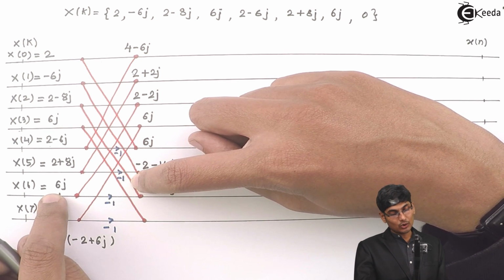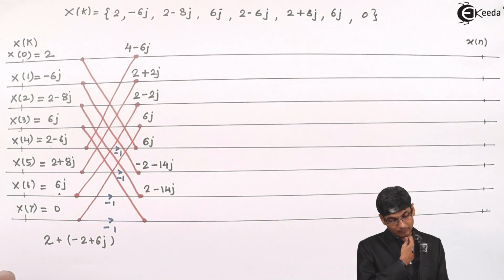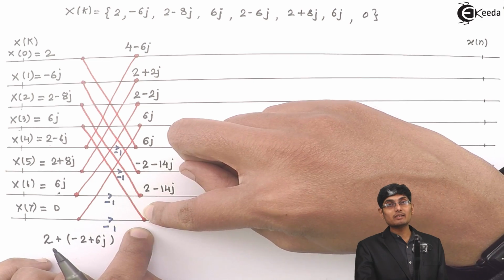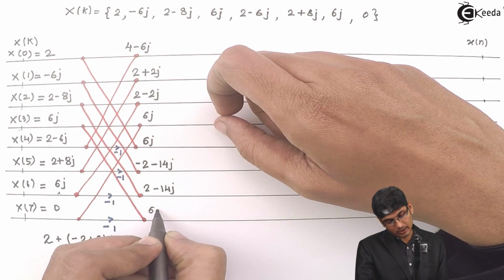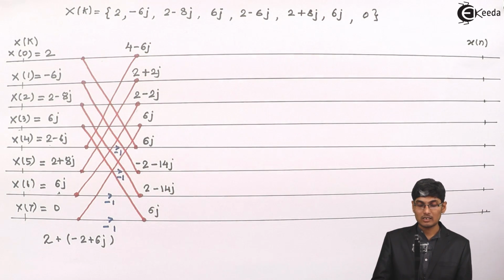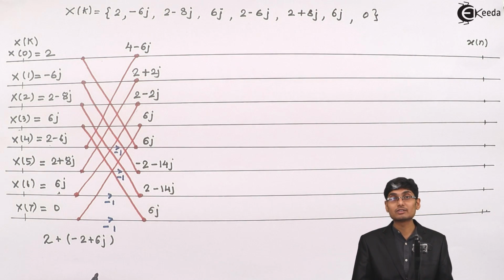So that will give me 2 minus 14j. Then lastly, we are going to add 6j with minus 0. So that doesn't matter. So I am going to get a 6j over here. So this is the processing of the first level or first stage.